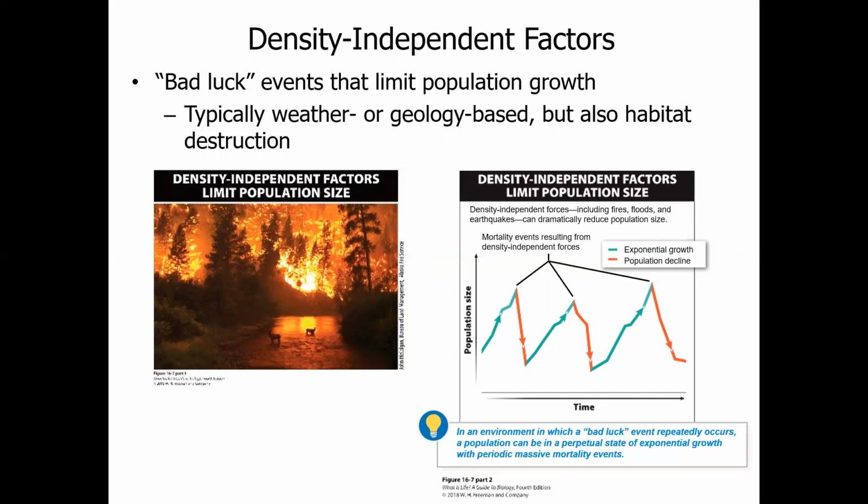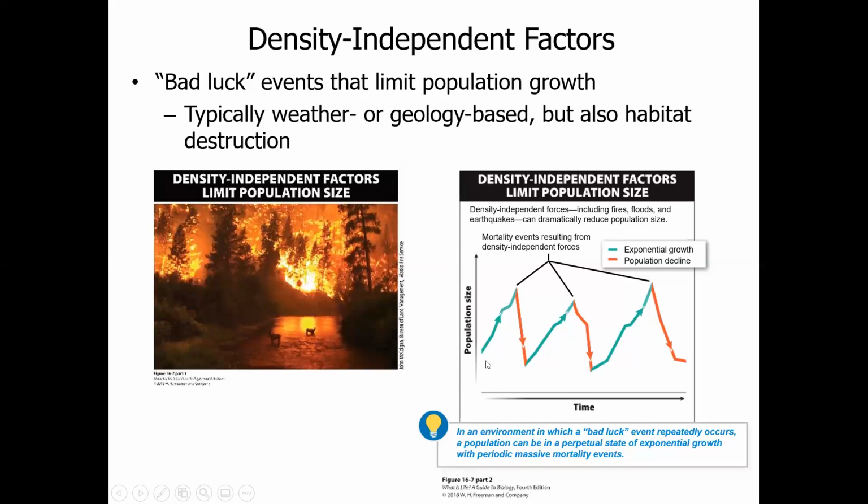Anything that causes habitat destruction is ultimately going to destroy habitat, reduce resources, potentially kill organisms from the catastrophe. All of those are independent of the size of the population. And if we look on this graph over here, we have population size on the y-axis and time on the x-axis. We see a little cycle of how this works.